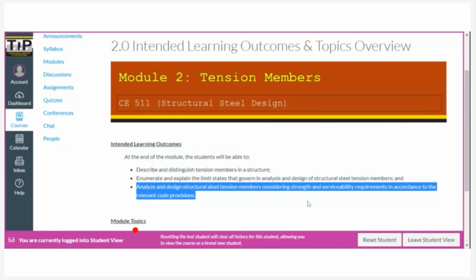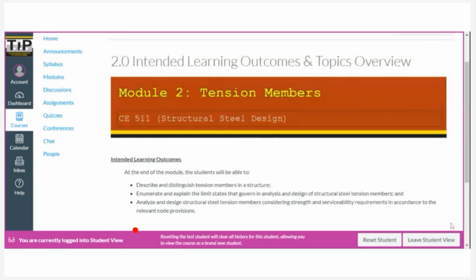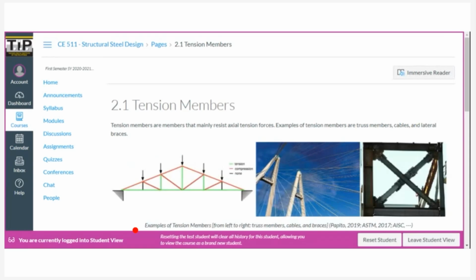Okay, so our topics in this module include definition and examples of tension members, gross and effective net area, staggered bolted connections, block shear, and analysis and design of tension members. So there you go. So let me go with the first part. So first, tension members. So tension members are members that mainly resist axial tension forces.